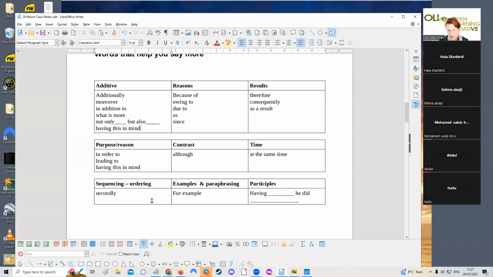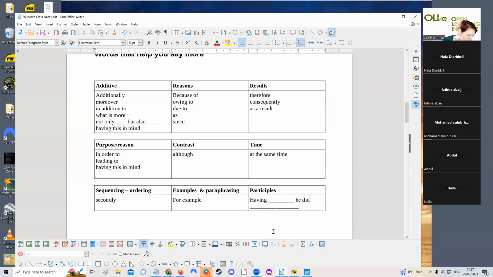Interesting. Yeah, potentially. I can see that working for purpose as well as for addition, and possibly even for contrast. I don't usually like to walk in the rain. Having this in mind, my friend suggested we have tea instead. Yes. So that's a very useful phrase, isn't it?